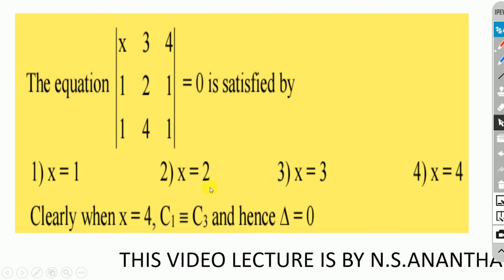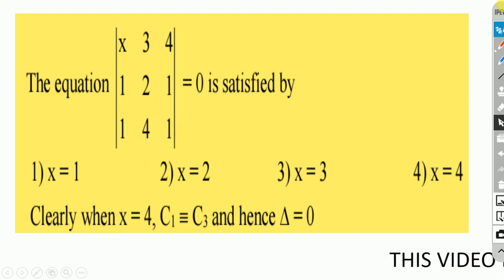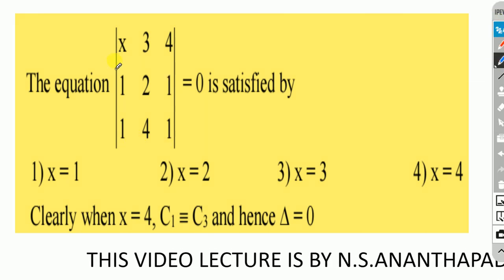The equation, the determinant of x, 3, 4; 1, 2, 1; 1, 4, 1 is equal to 0 is satisfied by x equals 1, x equals 2, x equals 3 and x equals 4. So there are two ways how you can obtain the value of x. You can directly expand and find the value of x, that is one way, and another way is you can substitute the values and check for what value of x this becomes 0.